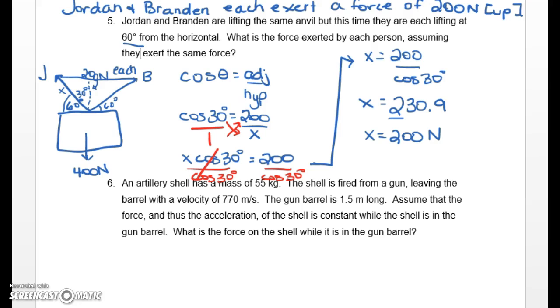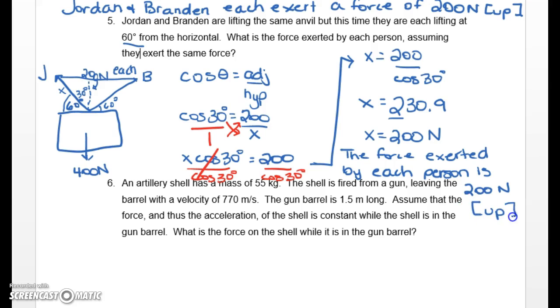Okay, so just to finish up that question, let's finish this off with a sentence. So we could say that the force exerted by each person is 200 newtons, and we should include our direction here as well. We're just going to say that the direction here is up. I know that each person's really pulling it from 60 degrees from the horizontal, which, if you put up or the 60 degrees from the horizontal, I would accept either. But just for simplicity's sake, we're just going to say that they're pulling it 200 newtons up. Okay, so let's move on to example number 6.